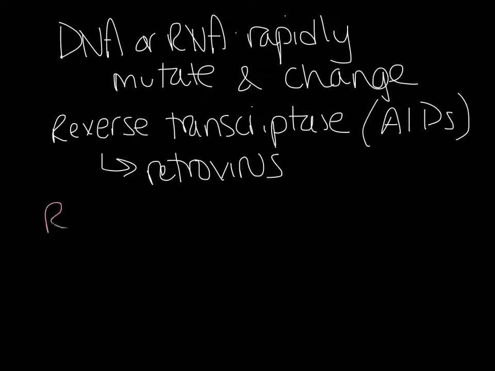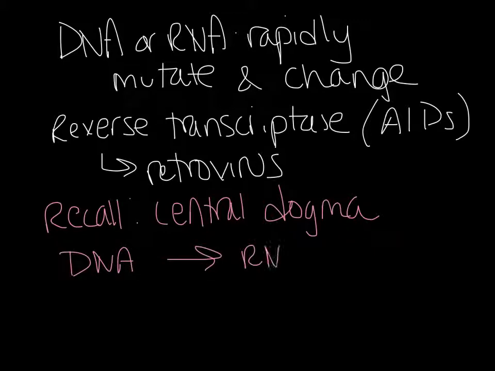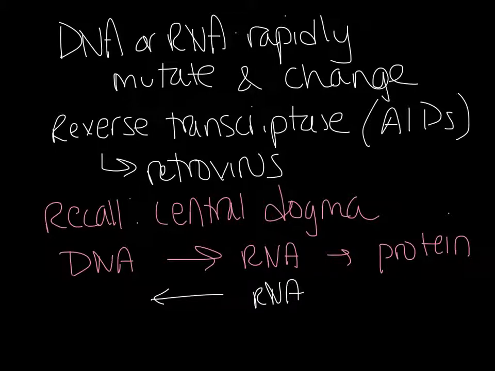So you might want to recall what the central dogma is. If you don't remember, this would be a good time to look it up. But the central dogma basically says DNA goes to RNA to protein. And retroviruses hijack the system and are able to use their RNA and go back to a DNA that is put back into a host cell.